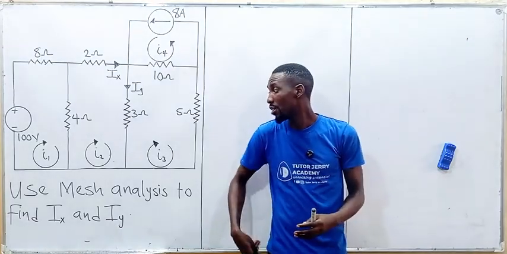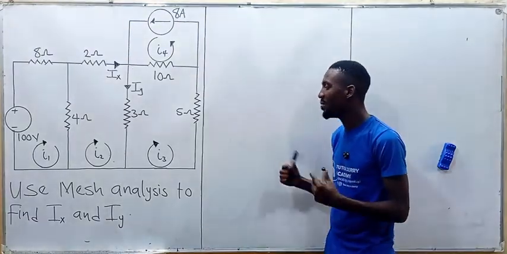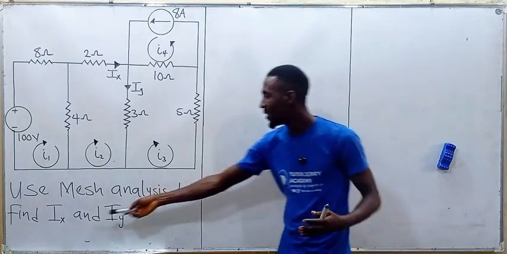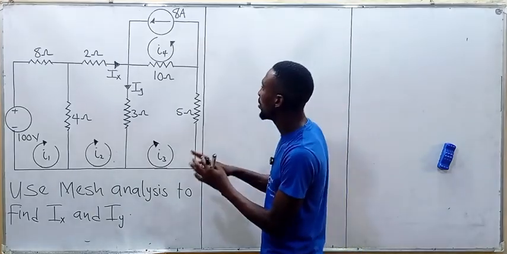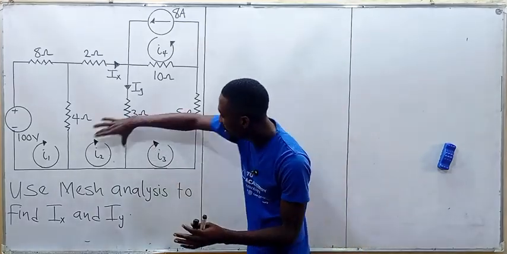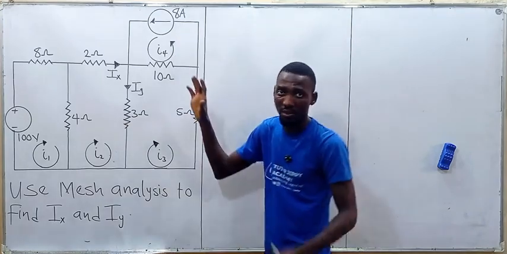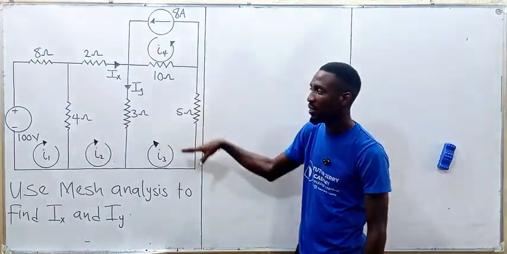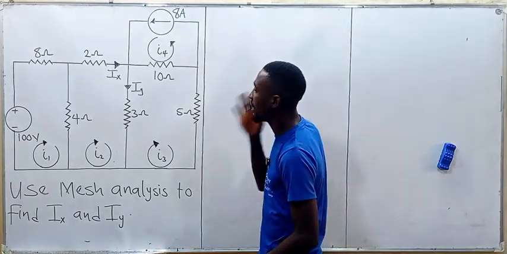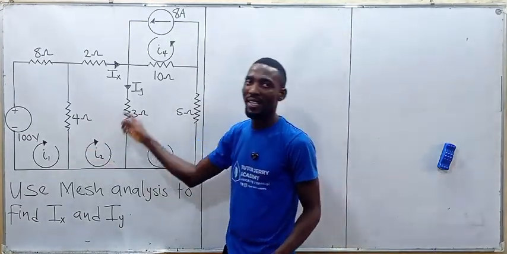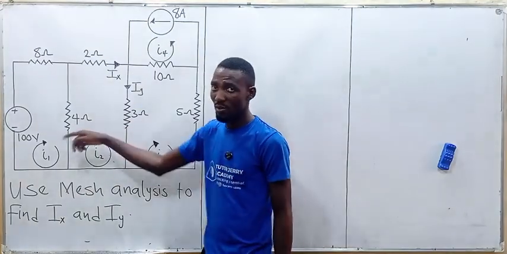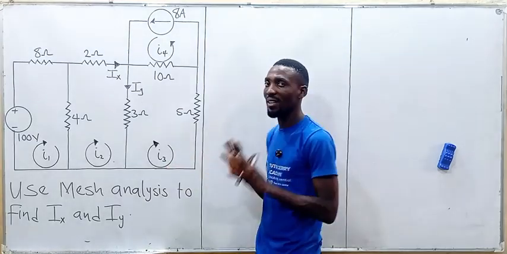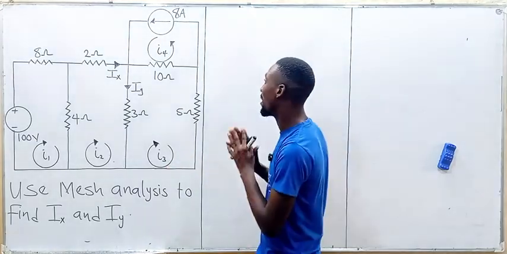All right, we are going to solve the above question using mesh analysis to find IS and IY. Originally, the question does not come with this direction, so I'm the one that just included it. If you want to take your own mesh current, you can take it in the reverse way. Exactly. We always arrive at the same answer, so no panic about that.